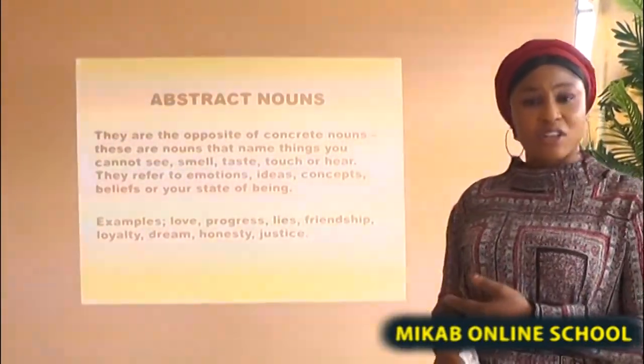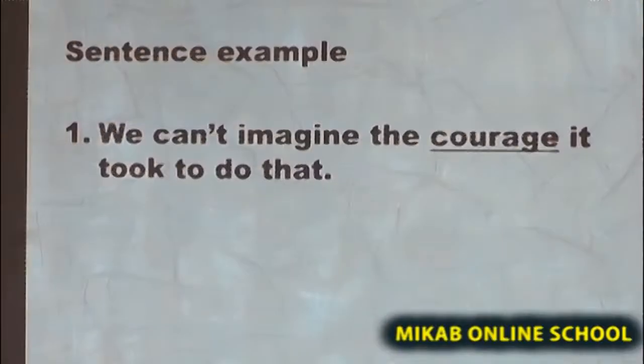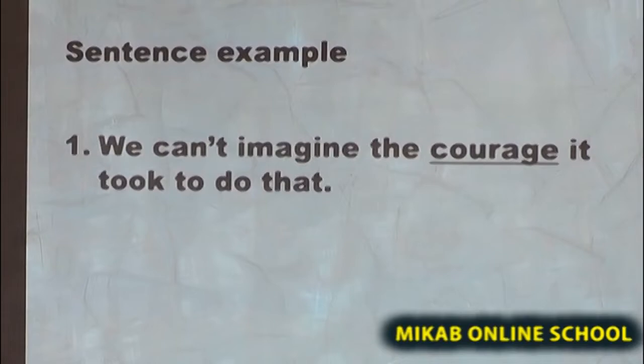And let's take a close look at the sentence example. 1. We can't imagine the courage it took to do that. Now, courage is beyond the five senses I mentioned earlier. It is something you just have a feeling of, not something you can see or touch. So, courage is what? An abstract noun.